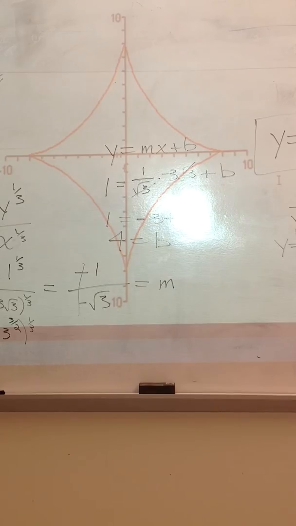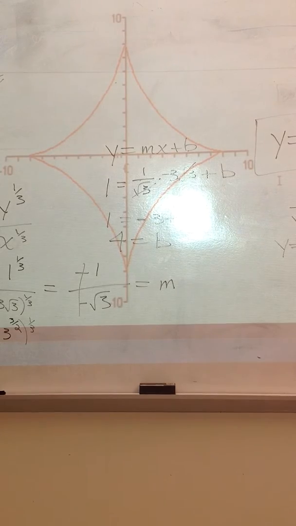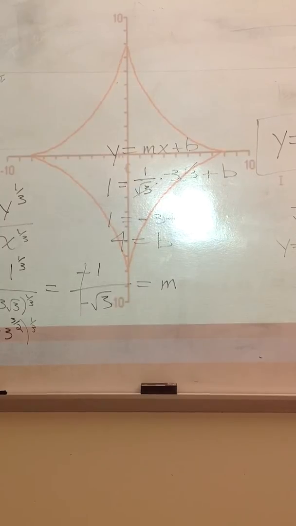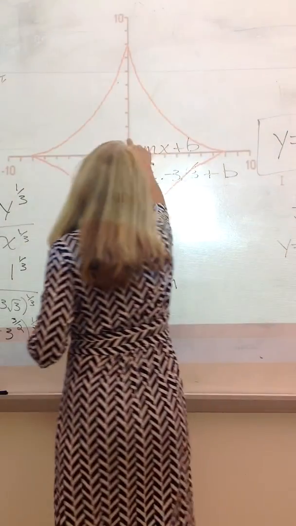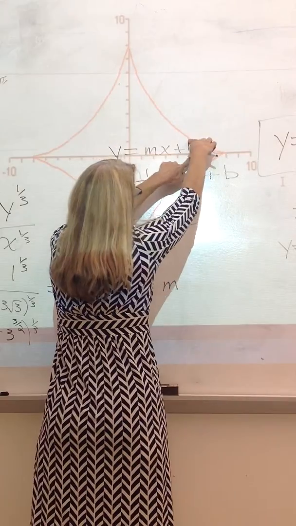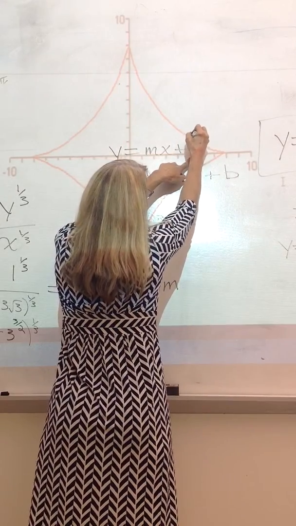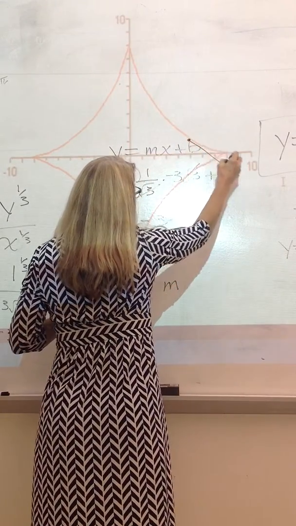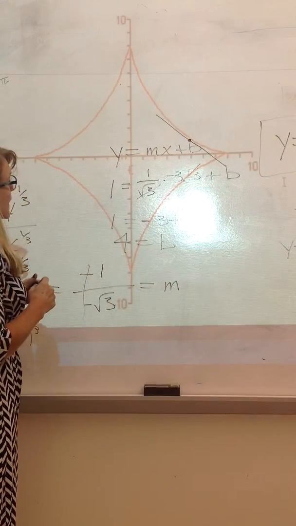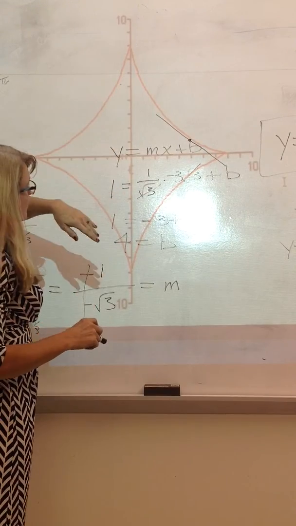Okay, so my point was negative 3 times square root of 3. Let's estimate what that is. Negative 3 times square root of 3 is about negative 5.2, and then the y was 1. So here's y equals 1, so it's supposed to be on the curve. There's 1, 2, 3, 4, 5, so a little bit past 5. So there's my point. And we're hoping that our line ends up being tangent.